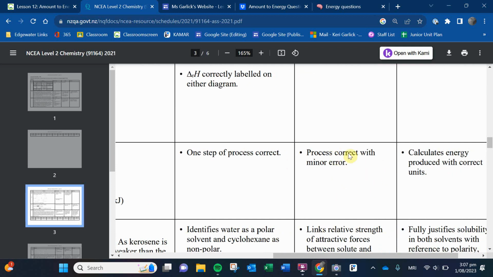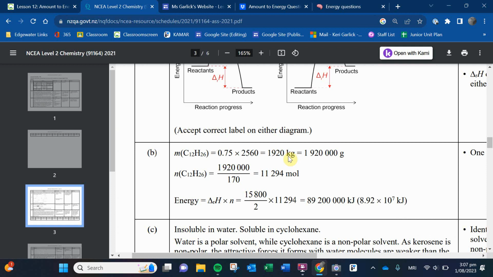Merit was the process correct, but with a minor error. The way I read that is the minor error is using kilograms instead of grams or forgetting to multiply it by 75%. That would be my judgment of what they mean by minor error.